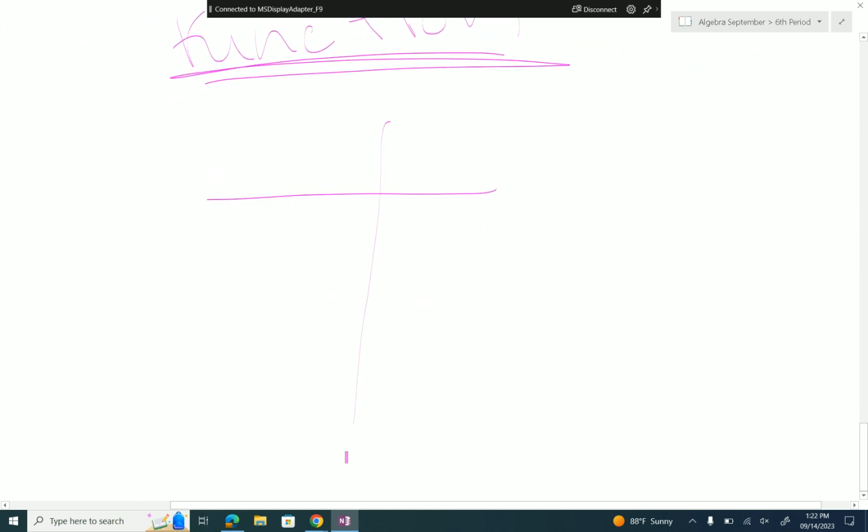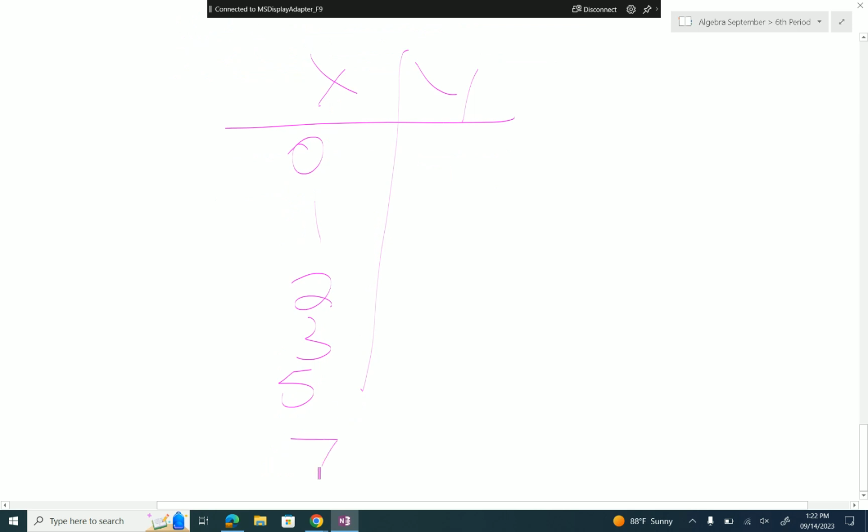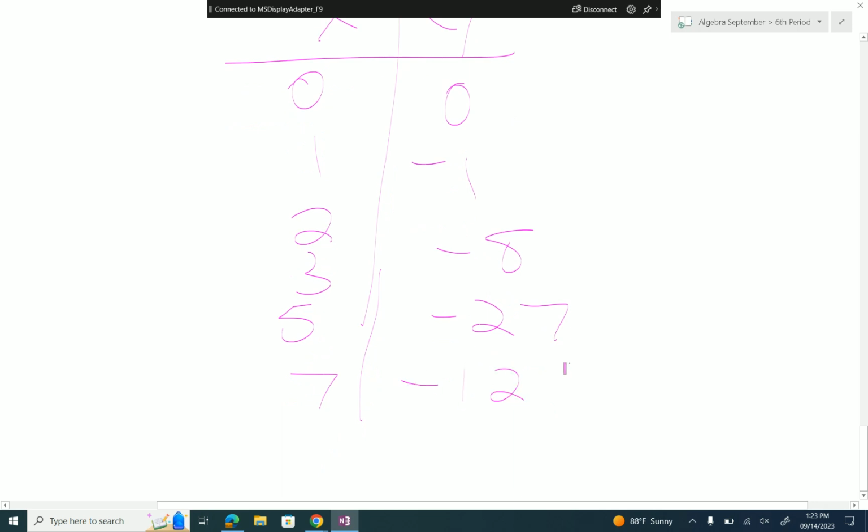So now we got one more table. 7, and then 0, -1, -8, -27, -125, and -343. So let's figure out first a change in y.